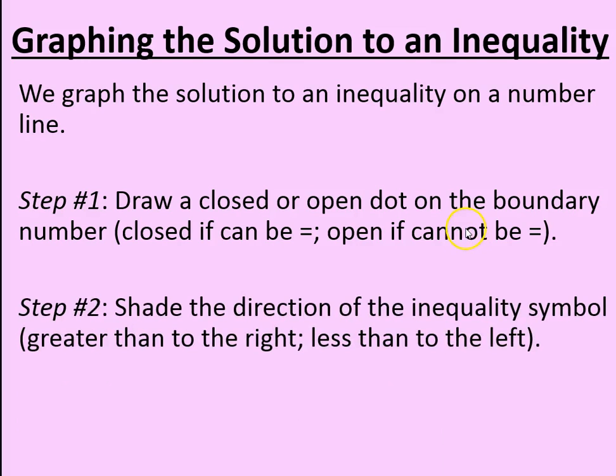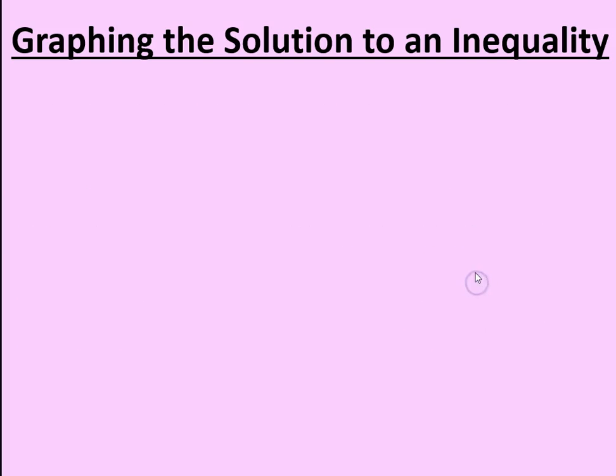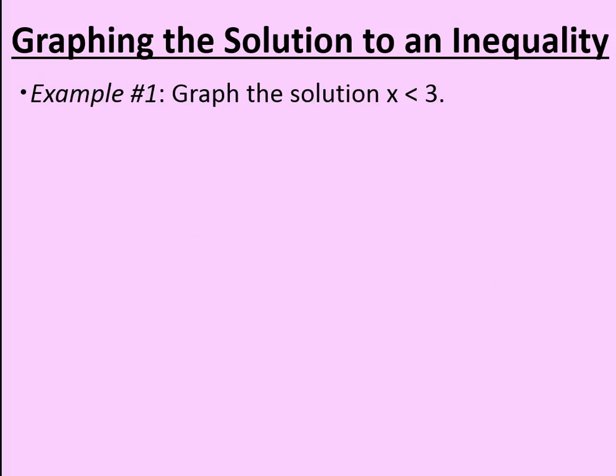Step number 2, shade the direction of the inequality symbol. If it's greater than, you shade to the right. If it's less than, you shade to the left. So let's look at an example. Graph the solution, x is less than 3.